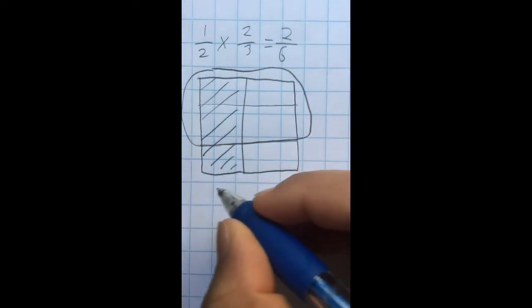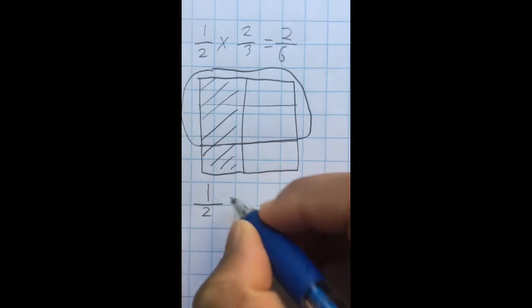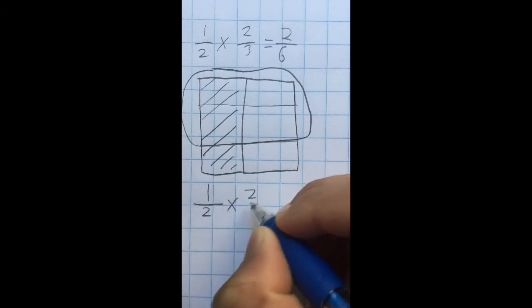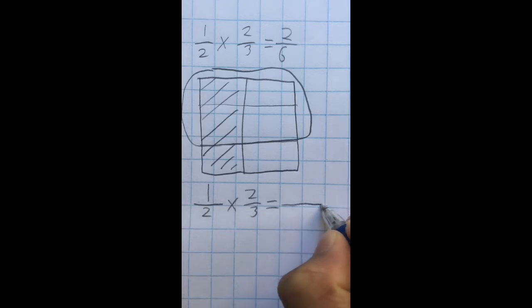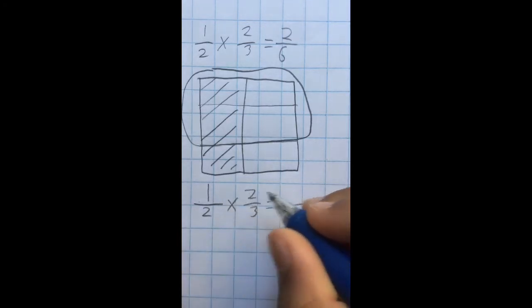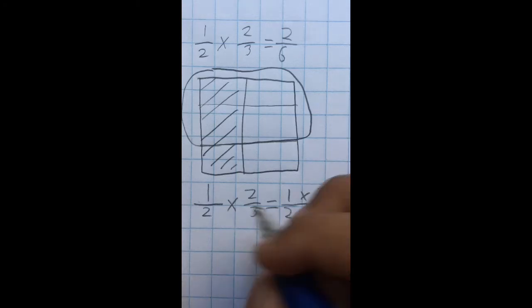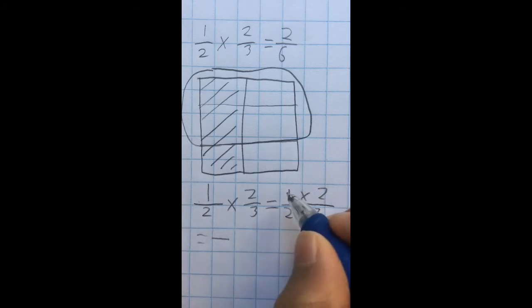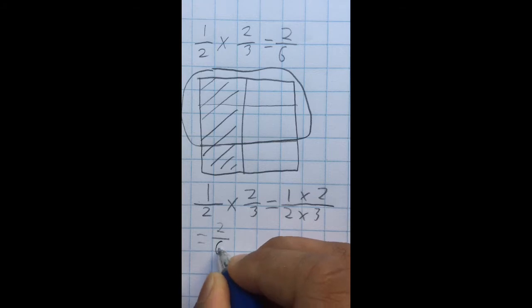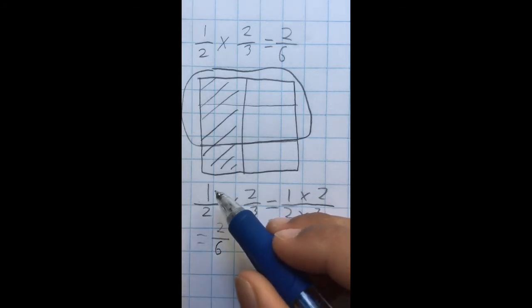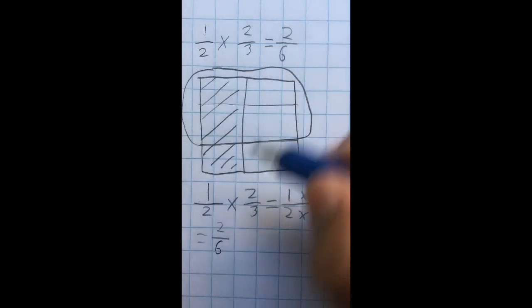Now, if we were to do it the algorithm way, it would be done like this. First, I'll just repeat the question. First, draw a vinculum that's longer than usual, then multiply the two numerators, and the same for the denominators. 1 times 2 equals 2, and 2 times 3 equals 6. The answer to 1/2 multiplied by 2/3 is 2/6, and it says that at both places.